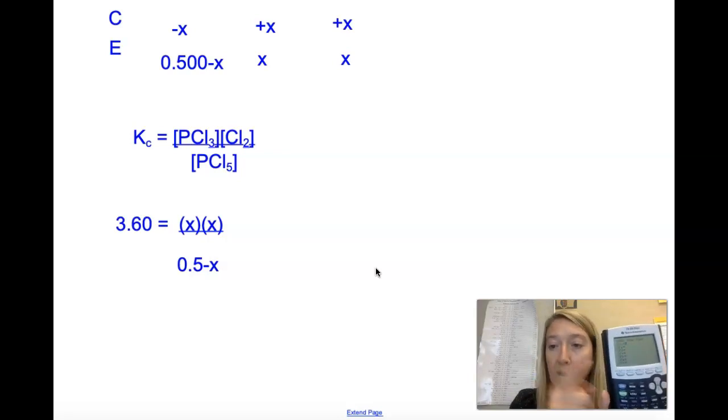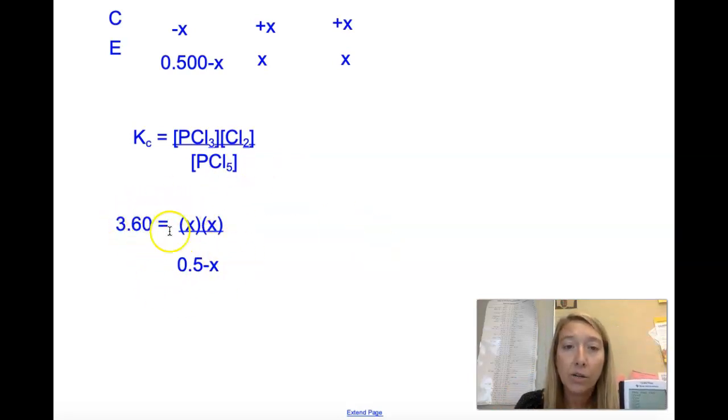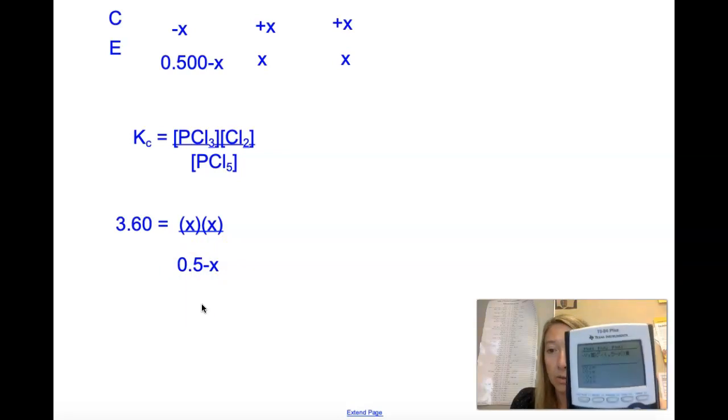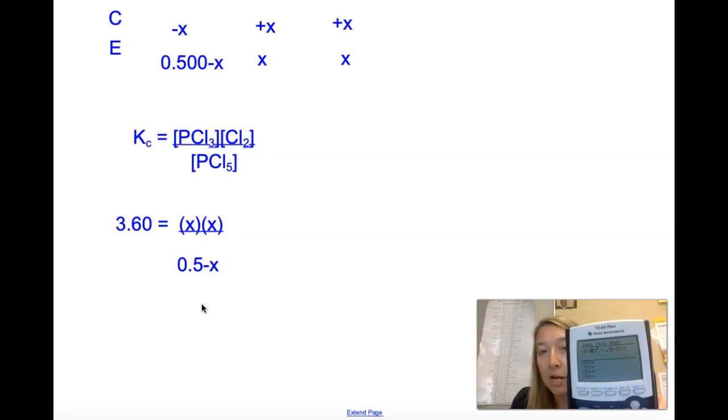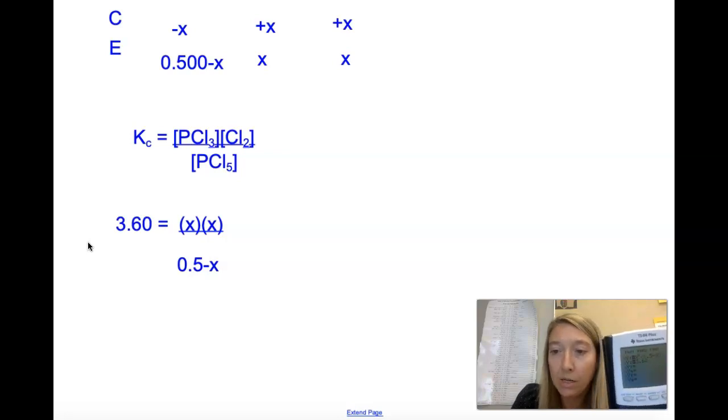I am going to hit this little Y plus button right up here. It's going to bring up Y1, Y2, Y3. I tend to enter all of this as my Y1 value. Although it's written as x times x, I'm just going to put that in as X squared. Then I'm going to divide by, and put all of this into brackets: 0.5 minus X, and close my brackets. So I have my X squared, dividing by, inside of brackets, 0.5 minus X. Then I'm going to go to Y2, where I'm going to plug in that 3.6.